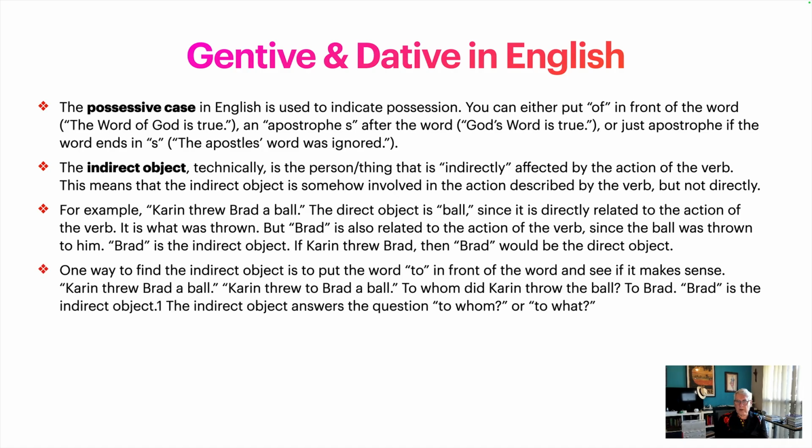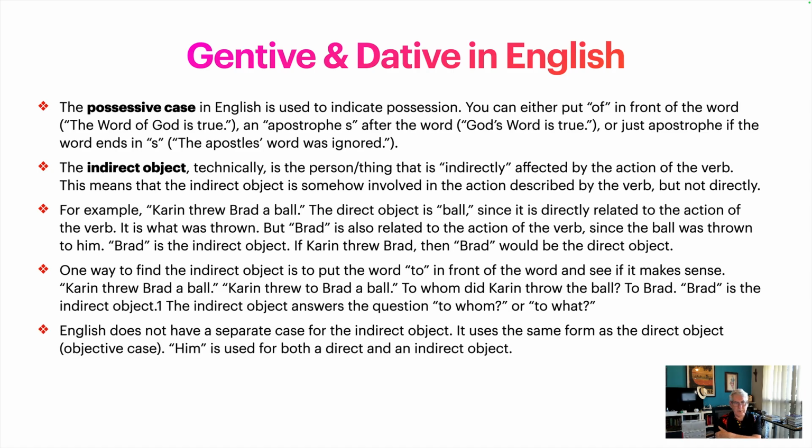So we would often express that in English by putting the little preposition "to" in front of the word. Well, we don't do that in Hebrew or Greek, although we'll do it in the translation. English doesn't have a separate case for the indirect object. We don't have an equivalent of dative. We use the same form as the direct object, but we add "to" to the expression.